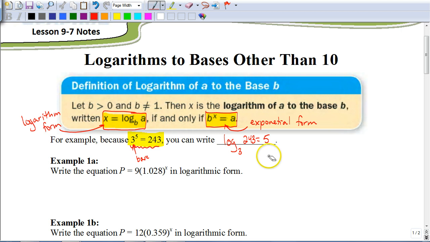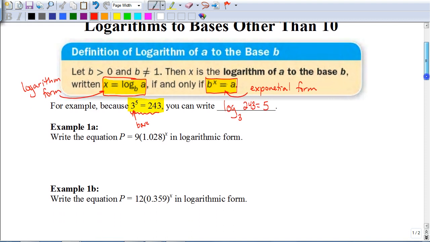So another way to look at it is, if I was just given this problem, log base 3 of 243, and I was asked to solve it without a calculator, what I would do in my head is I'd try to figure out what exponent I'd apply to 3 to get 243. 3 to the 4th power is 81, so 3 to the 5th power would be 243, so my answer would be 5.